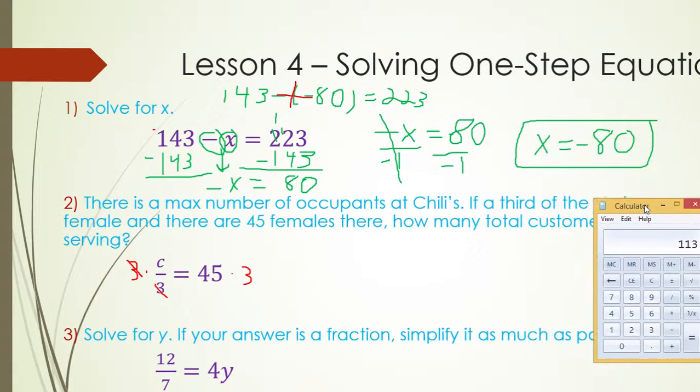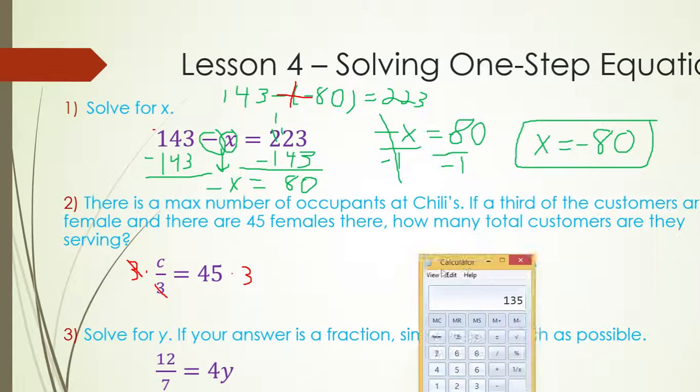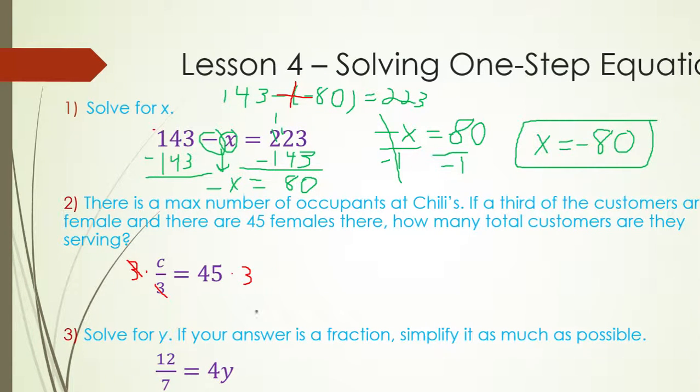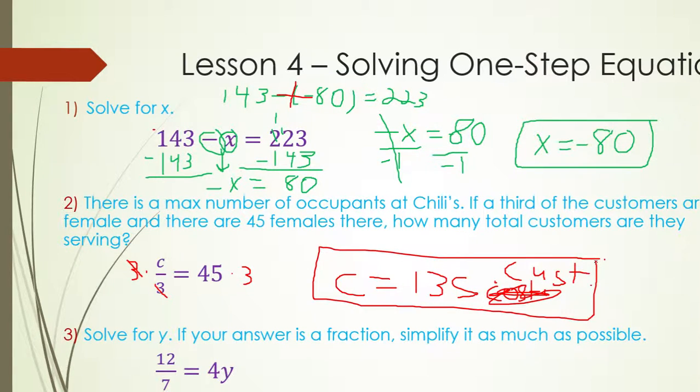It's probably easier to use a calculator for this one. So we're going to go 45 times 3. And that gives us 135. So we get C equals 135 customers. Oops, I misspelled that. Not costumes, customers. We'll just leave it right there, okay? So that's your answer for that one. So all you had to do was do the opposite of dividing, which is multiplying.